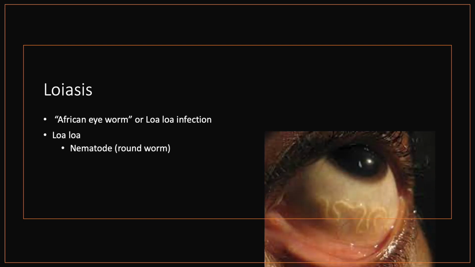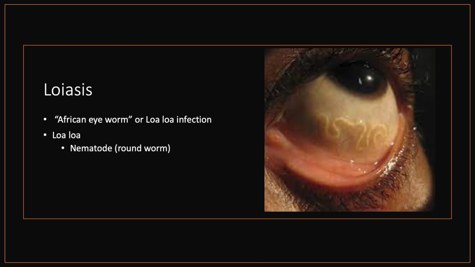So, Loiasis is also known as the African eyeworm or Loa Loa infection, and it's basically a parasitic infection caused by the nematode or roundworm called Loa Loa. And this parasitic worm is transmitted to humans through the bites of infected deer flies or mango flies in certain regions of Central and West Africa.